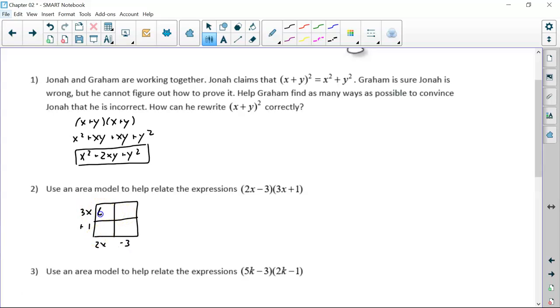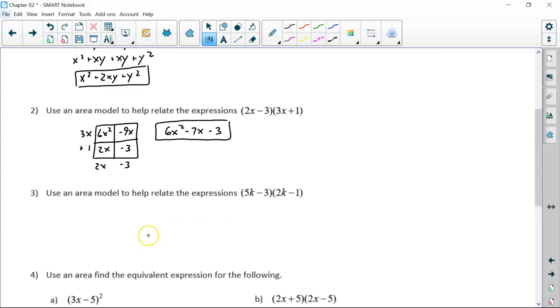2x times 3x is 6x². 2x times 1 is 2x. 3x times negative 3 is negative 9x. And 1 times negative 3 is negative 3. So then, once we have those values inside the box, we just combine like terms: 6x², negative 7x, and a negative 3. And there's our expression.